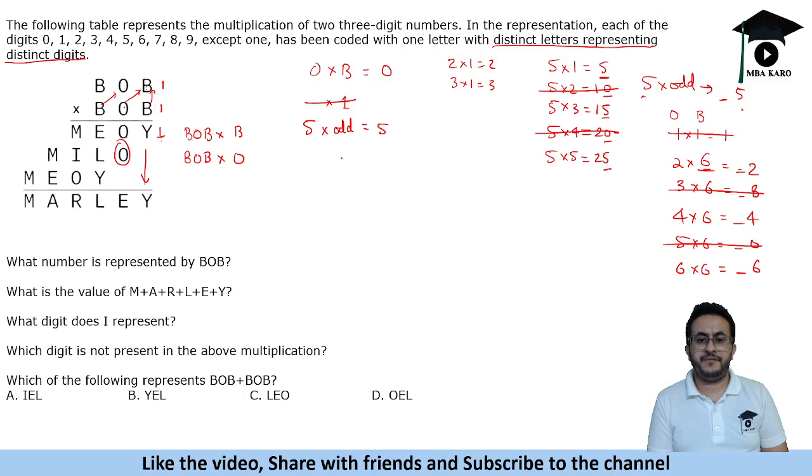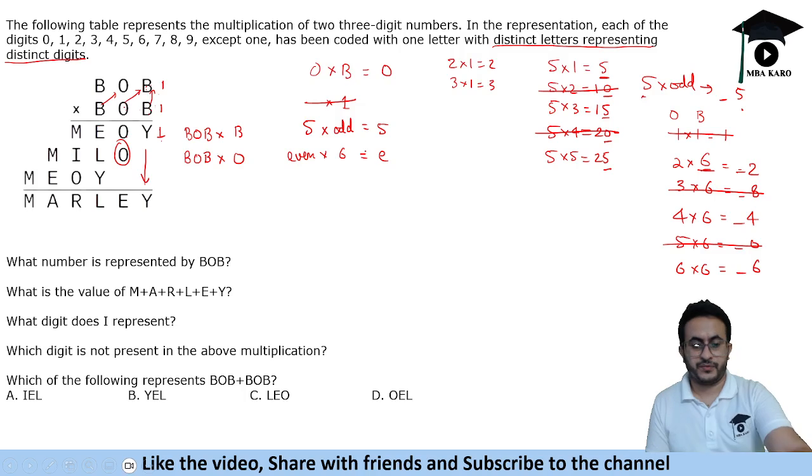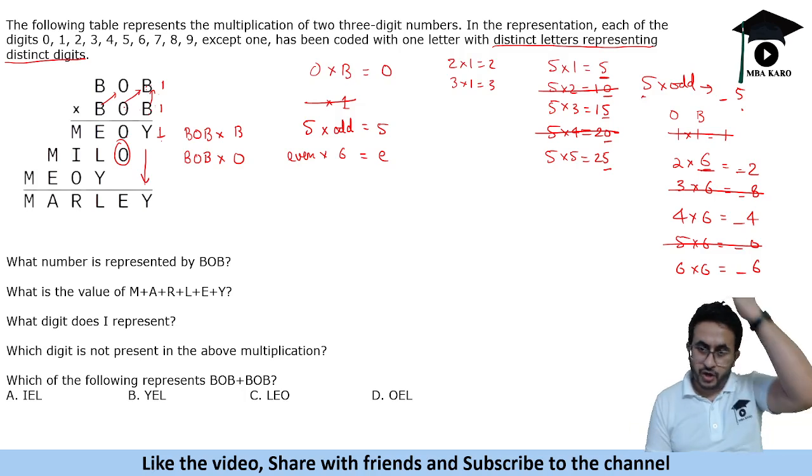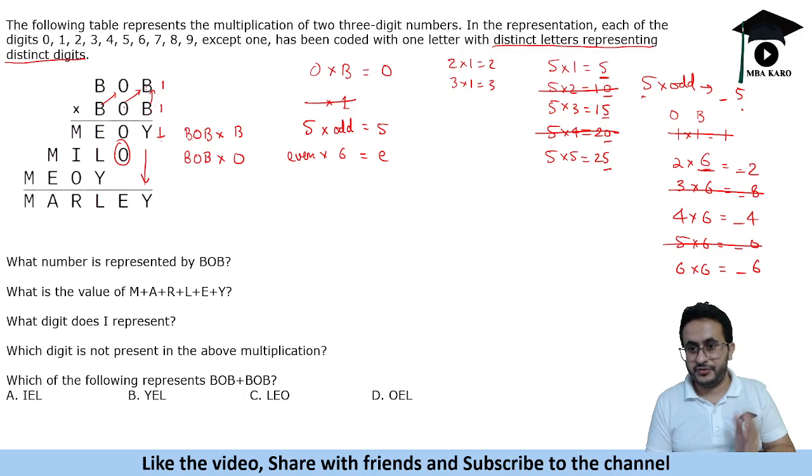So again, if we see, 6 into even is giving the same digit. So even into 6 gives the same even digit. If you make 8 into 6, that is 48. So an even digit multiplied by 6 gives the same last digit, right? So we know that one possibility is that O is even and B is 6.